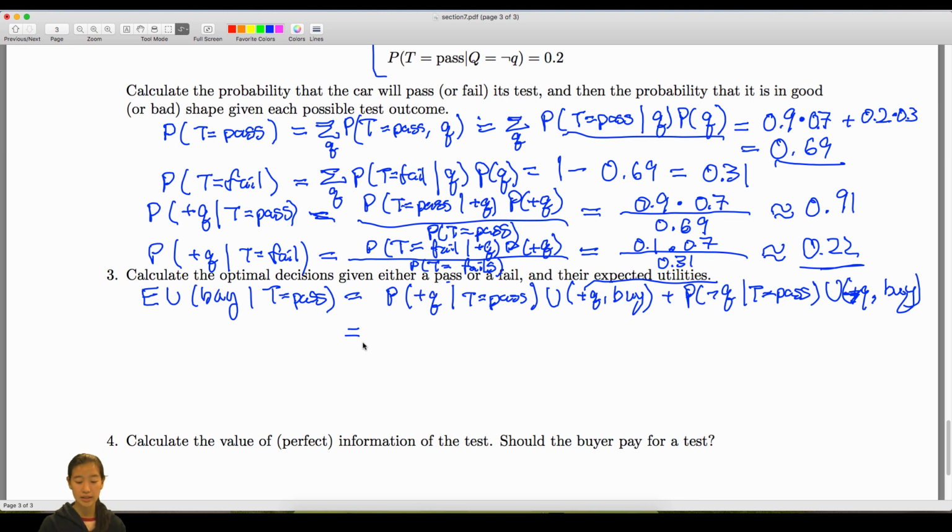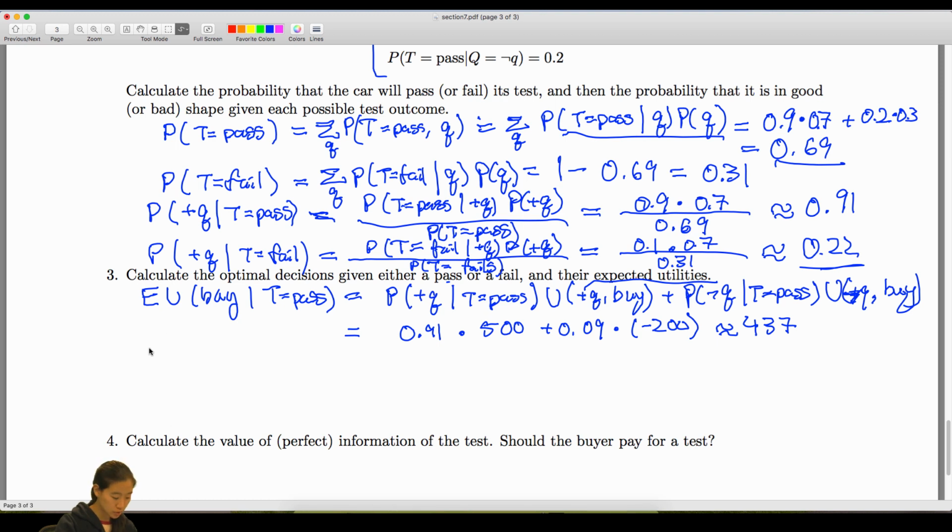So this is going to be plugging in the values that we calculated above. We're going to get 0.91 multiplied by, if we bought it, this is 500 gain. Similarly for this one, the probability that it is not good, given that it passed the test, is just 1 minus that value. So that's going to be 0.09 multiplied by negative 200, which is if we bought it and it was bad quality. So that's going to give us approximately 437. So if we had gotten this test result and it showed that it passed, and we chose the action buy, we would see an expected utility of this amount.